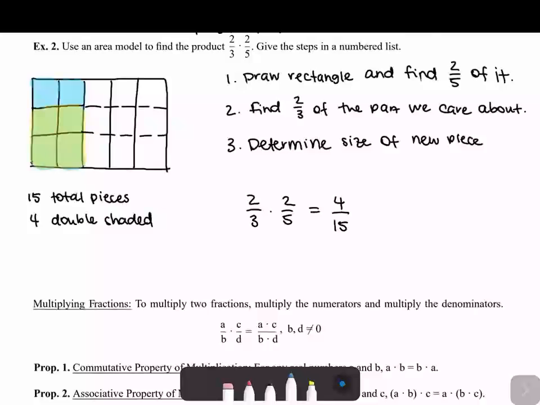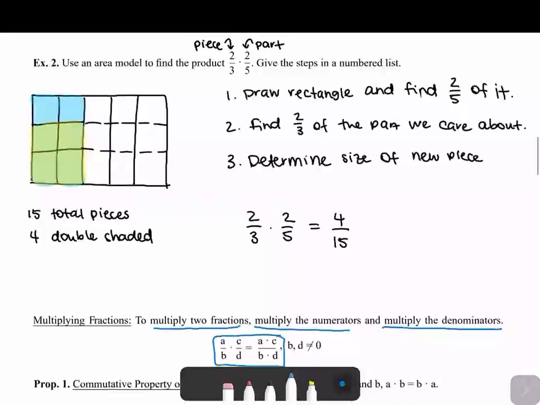So the multiplication algorithm that we all know is saying that if we want to multiply 2 fractions, we multiply the numerators, multiply the denominators. So we have this formula where A over B times C over D is A times C over B times D. So you just multiply straight across. And you can see that's exactly what we've done up here in this problem.